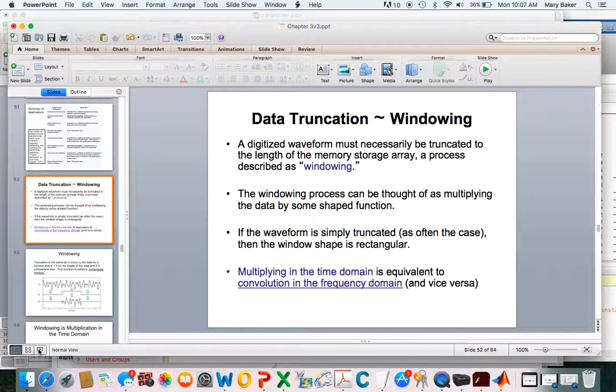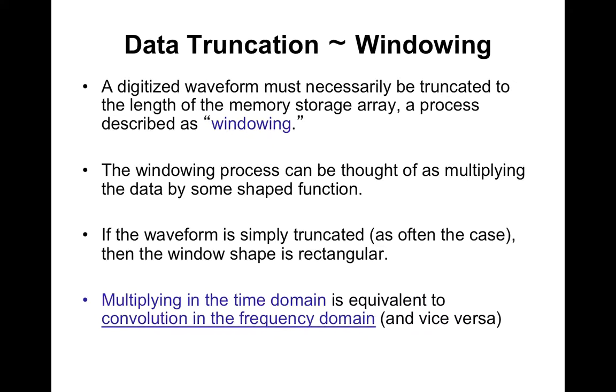In this lecture, we discuss data truncation or windowing. Anytime we have a set of data that has been stored in memory, we have to truncate or limit the length of the data, and this process is described as windowing. So basically, a windowing process can be thought of as multiplying the data by some shaped function.